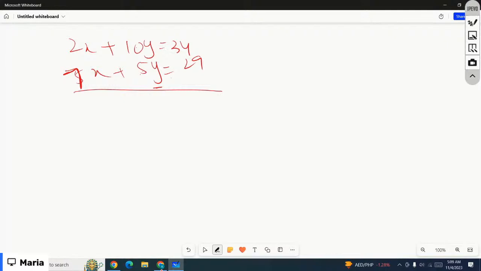So it would be 2 times 7 is 14x plus 2 times 5 is 10y, and 2 times 29 is 58, right? Now you can just subtract both the equations. Subtract this equation number 1 from this one, right? That is 2x plus 10y equals 34.